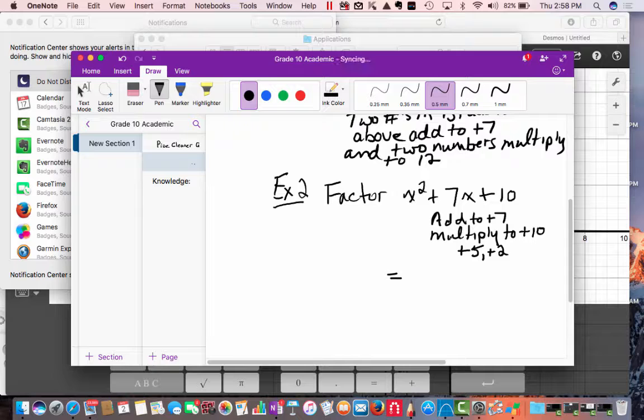So the original trinomial would factor to, obviously, x in each brackets, so that x times x gives you x squared, and then the numbers you found from the little part we did above it, so x plus 5 and x plus 2.